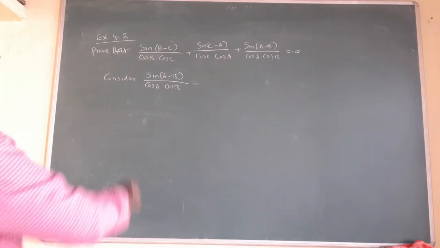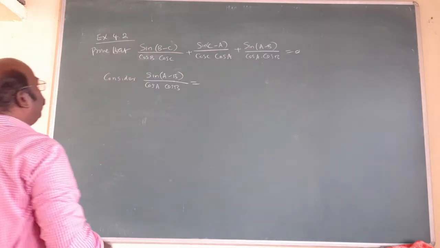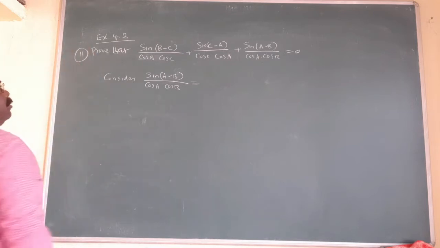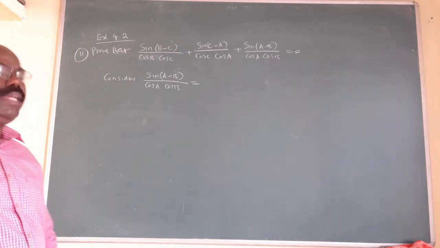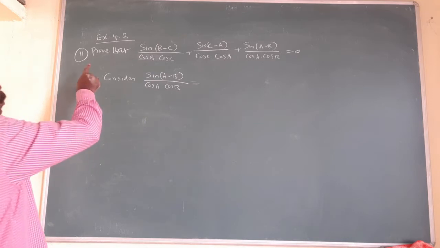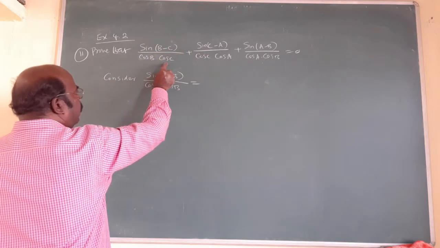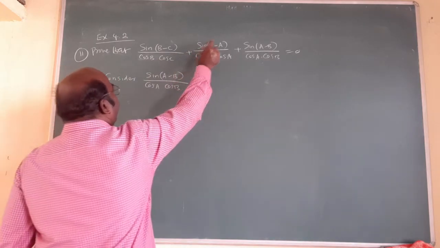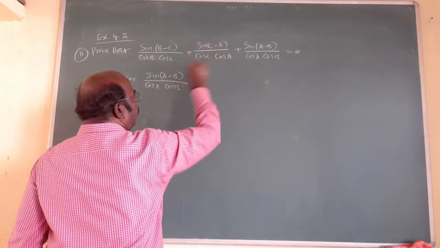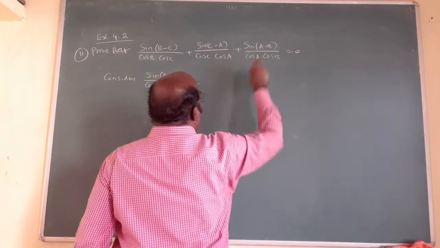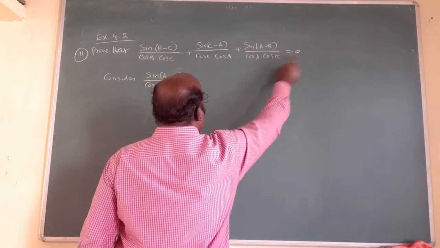Now listen here. Exercise 4.2. The question number 11. Already 1 to 10 are over. The 11th problem: prove that sin(b − c) divided by cos b cos c, plus sin(c − a) divided by cos c cos a, plus sin(a − b) divided by cos a cos b, equals 0.